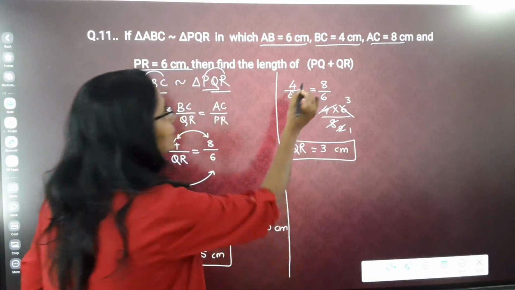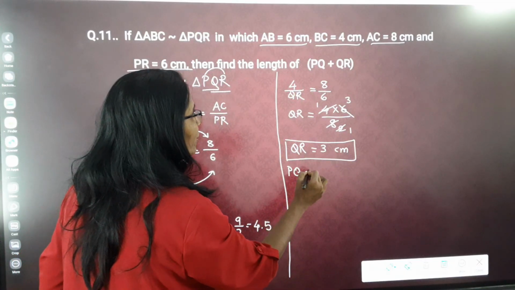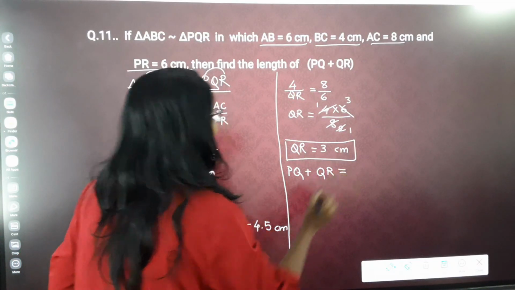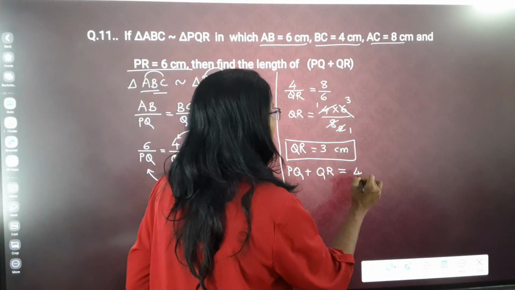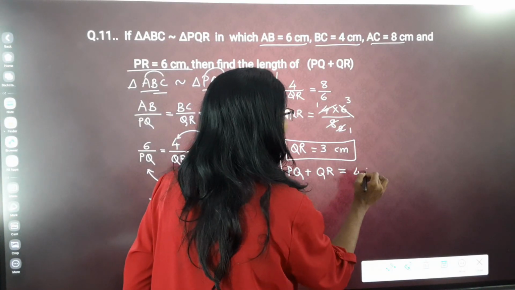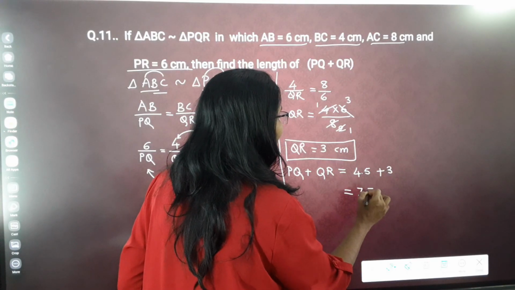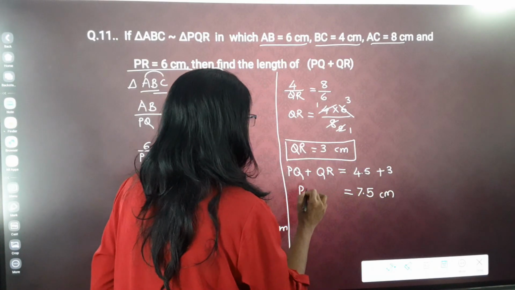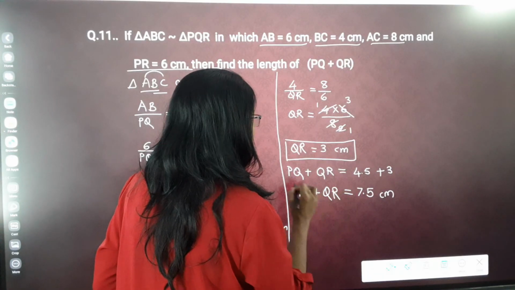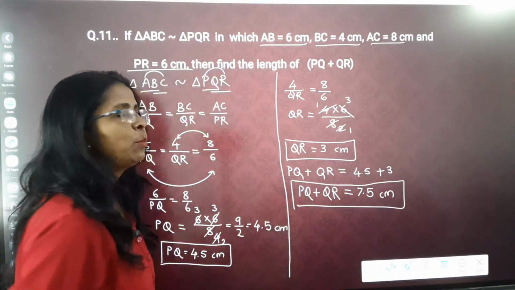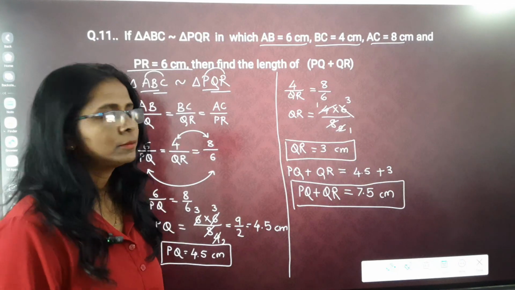Now here, students, we have to calculate PQ plus QR. PQ is 4.5 centimeter, plus QR is 3, so that means 7.5 centimeter. So here PQ plus QR is equal to 7.5 centimeter.